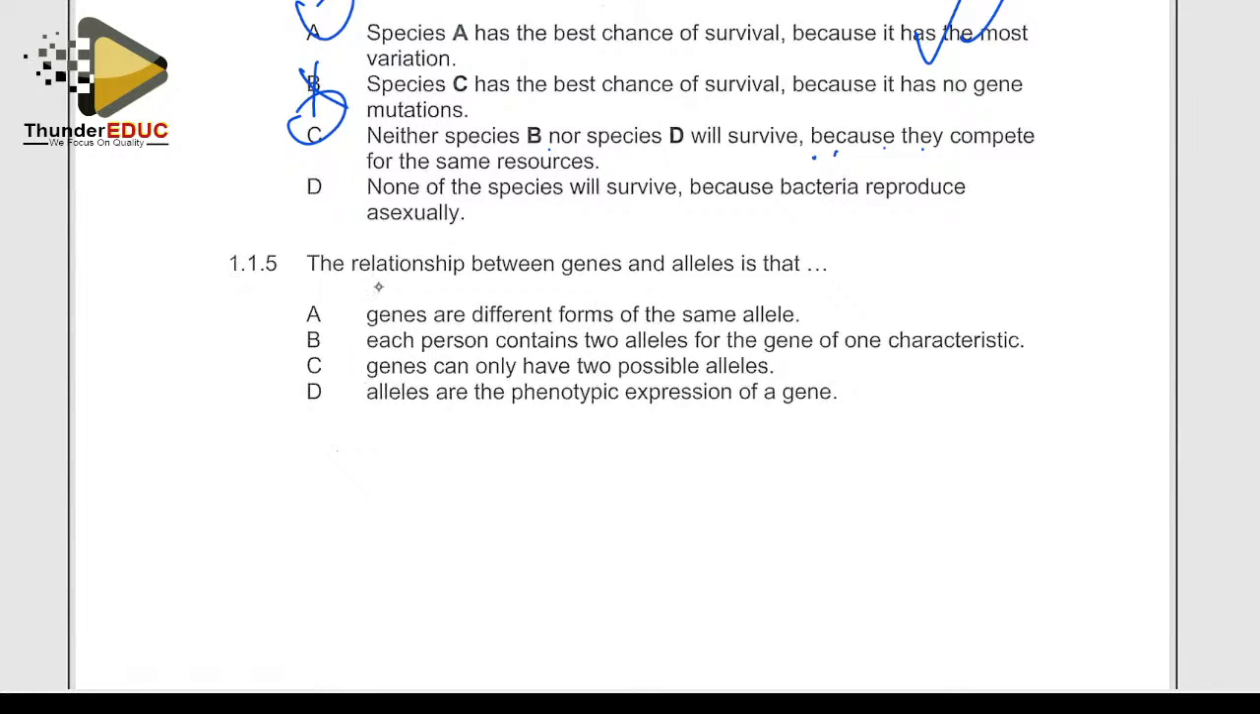All right. They're saying that the relationship between gene and the allele is okay. The relationship between gene and the allele: genes are different forms of the same allele.